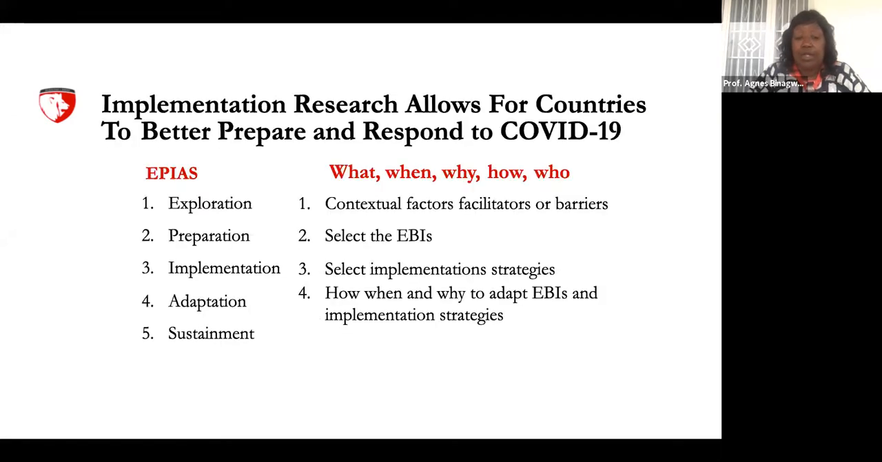These slides, I'm going to pass very quickly on them, but you will see that exploration, preparation, implementation, adaptation, and sustainment will be all along the response to COVID. And the what, when, why, and how, as much as the contextual factors and the selection of the strategies and adapting the strategies to the evolution. Next one.